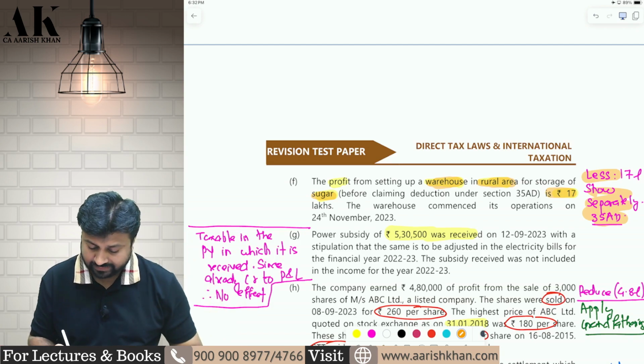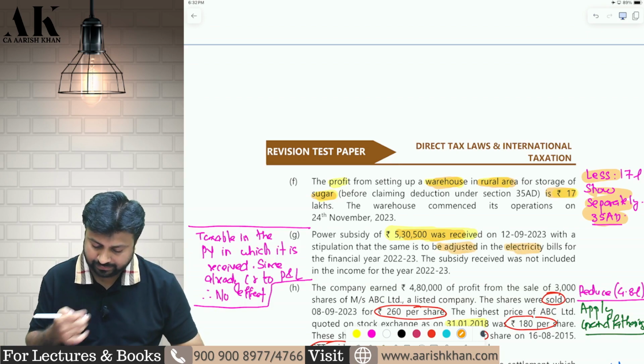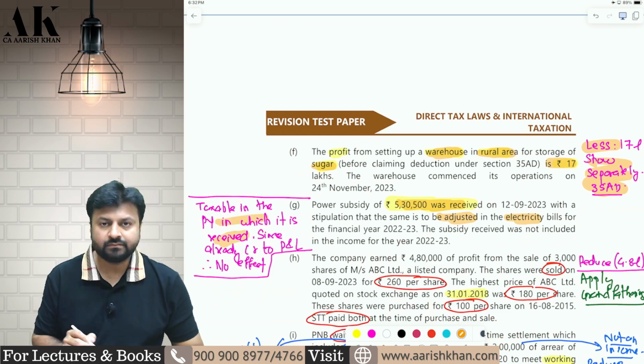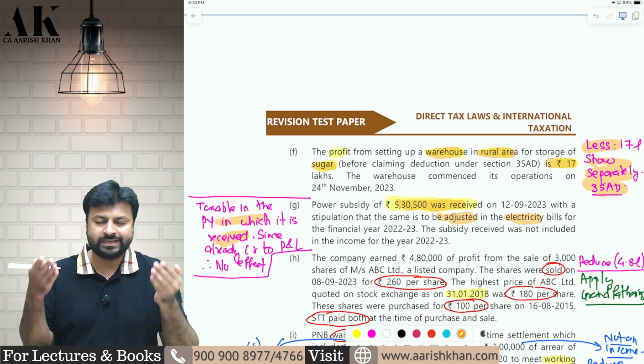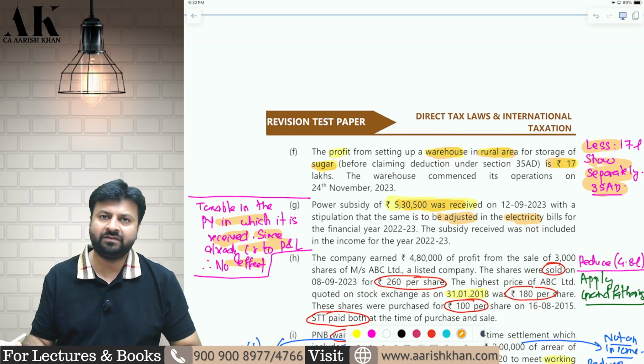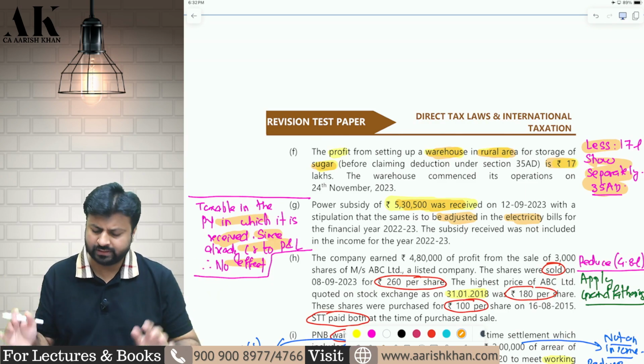Next one, you have received some power subsidy and it is to be adjusted in the electricity bill. So the power subsidy will be taxable in the year in which it is received. So you have received in the current year, so it is taxable in the current year. Now since it is already credited to the P&L, there is no need to give any effect to it. Okay, it is already credited to the P&L, there is no need to add or less anything.